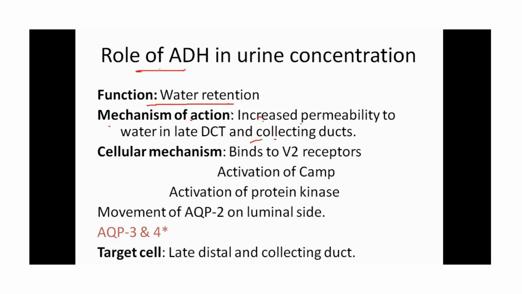So what is the role of ADH in urine concentration? It makes the water retention through increased permeability of water in late DCT and collecting duct cells. At cellular level, what it does? It binds to V2 receptor, which makes the activation of cyclic AMP, which acts as second messenger, and activation of cyclic AMP will activate the protein kinase. Activation of protein kinase will do the opening of aquaporin 2. AQP is aquaporin 2 on the luminal side.